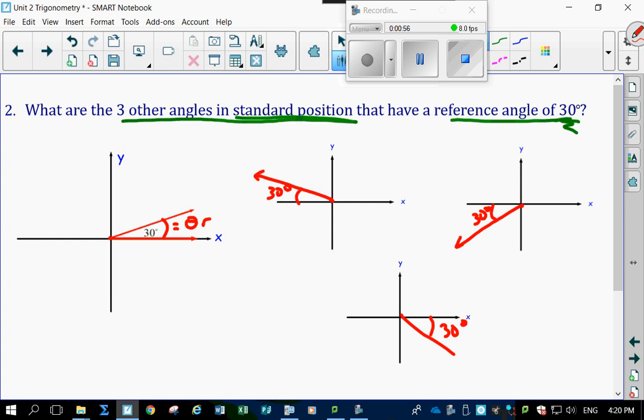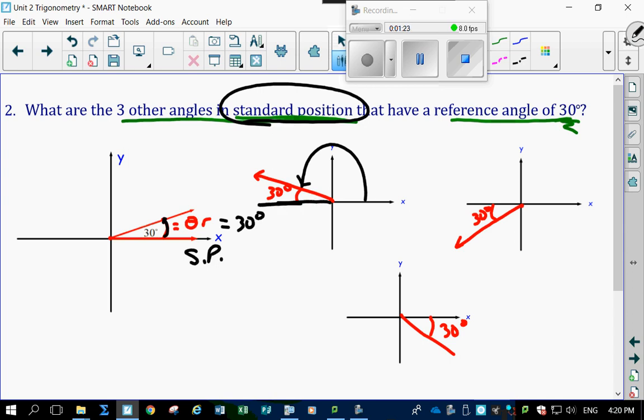But my question was, what is their standard position angle? Well, this one, the standard position angle, is the same as the reference angle. That's 30 degrees. Okay, so there's your standard position angle. No problem. But remember what standard position means: start here at the initial arm and terminate there. Interesting. What would that angle be? Well, all the way to here, of course, is 180. Just take 30 off. 180 minus 30 degrees would give you 150 degrees. That would be 150 degrees in standard position. See how it works? Pretty neat.